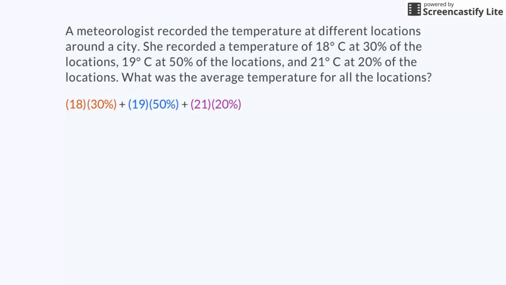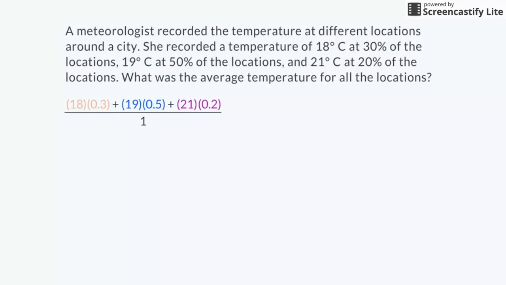Since the total percentage for the locations is 100%, I'll divide by 100% in the denominator, which is equivalent to 1. Since I need to calculate the products, I'll change each percent to a decimal. So I now have 18 times 0.3 plus 19 times 0.5 plus 21 times 0.2, all over 1.